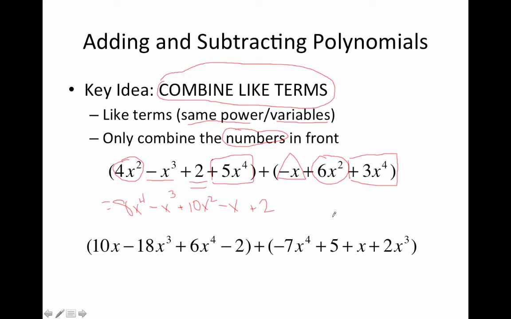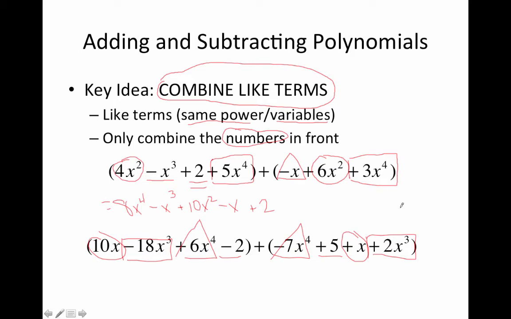10x minus 18x cubed plus 6x to the fourth minus 2 plus negative 7x to the fourth plus 5 plus x plus 2x cubed. So again, let's get our like terms. So I have a 10x here. I have just an x there. I'll circle those. I've got an x cubed and an x cubed. I have an x to the fourth, an x to the fourth, and then a number and a number.